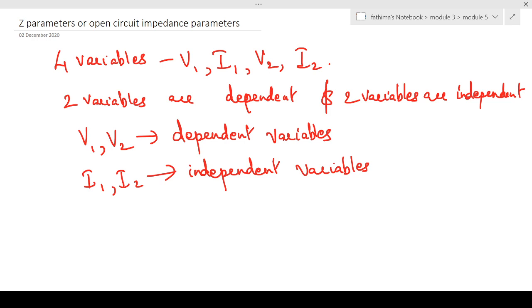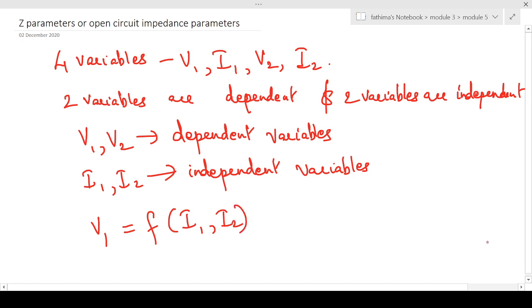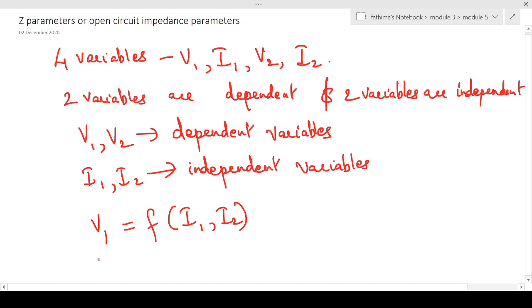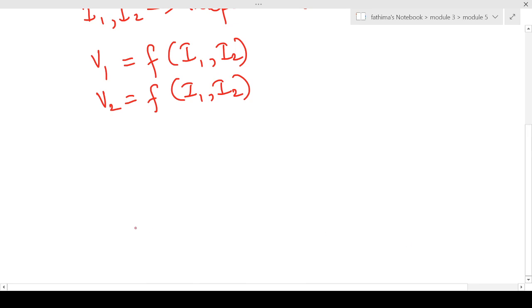And for a two-port network with Z parameters, the dependent variables are V1 and V2 and the independent variables are I1 and I2. The voltage V1 depends on current I1 as well as current I2. So V1 can be written as a function of I1 and I2. Similarly, voltage V2 depends on current I1 and I2. So we can write V2 is a function of I1 and I2. Now we can write the equation of two-port network with Z parameters.